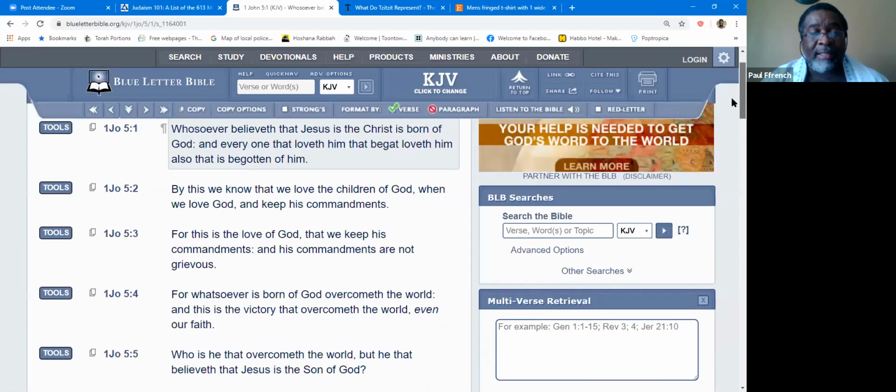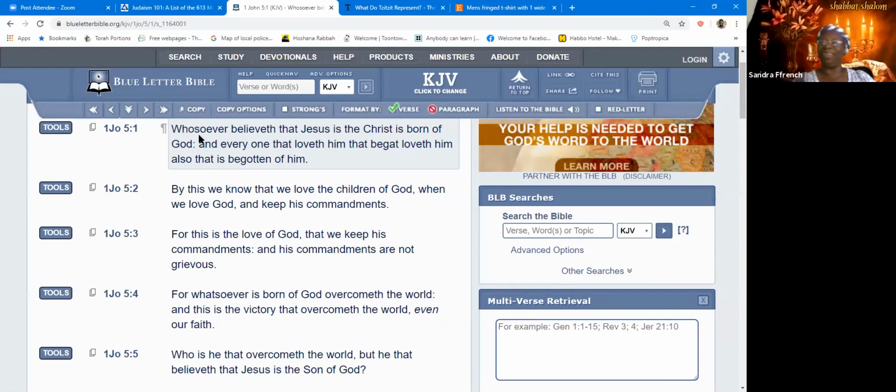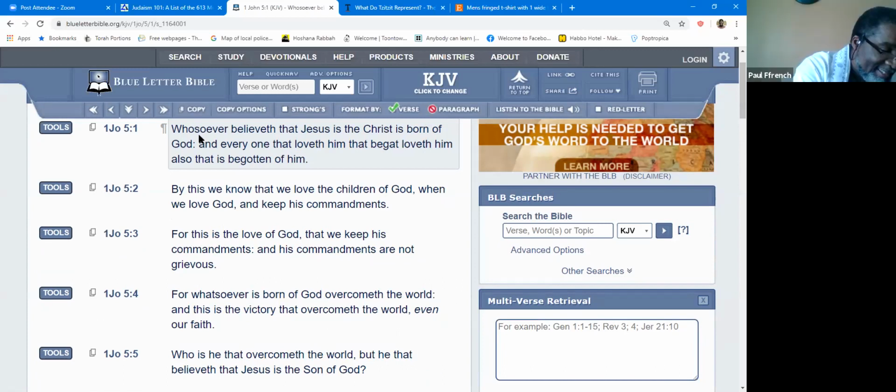Unity is very important. I think it's 5 and verse 3. I have the wrong thing. Okay, so in lieu of that, how do we know love? It says, all right, from verse 1 to 3. 1 John 5, 1 to 3. I think I have that. Sorry. One thing again. Yes.